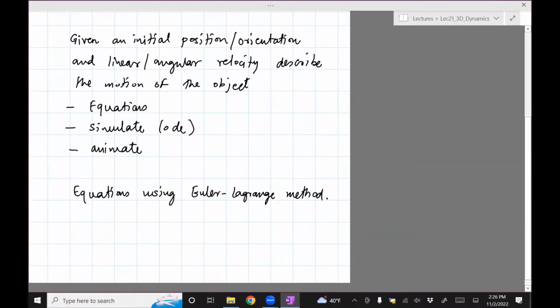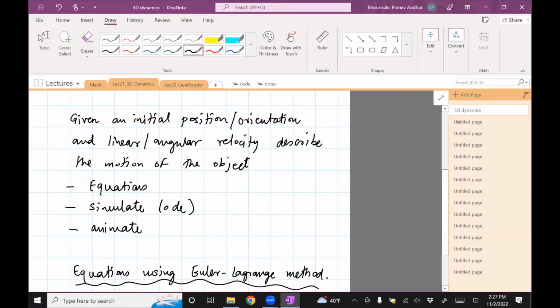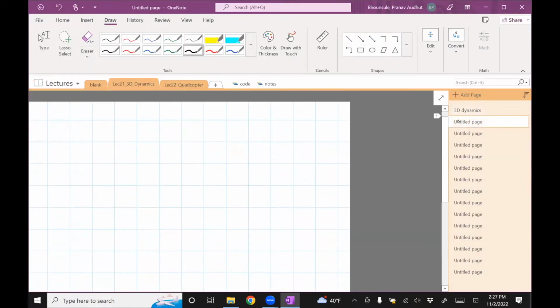Okay, so as I said, there are like 3-4 steps. We start with the positions, then compute the Lagrangian, then get the equations. So let's do that. So first is position. And remember, we also need orientation. So the position is X, Y, Z.